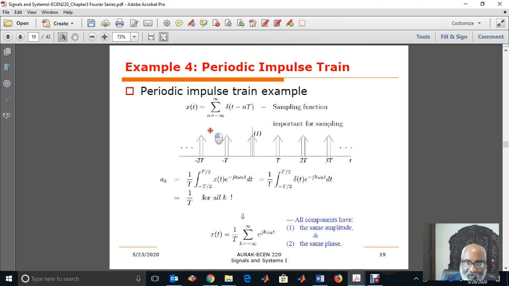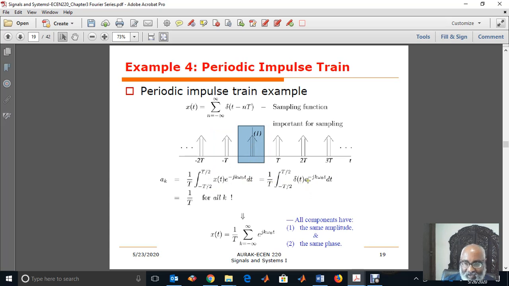So we select one period now, let's say from minus T over 2 to T over 2, to find a_k. So the integration, 1 over T from minus T over 2 to T over 2 of x of t times e raised to minus j k omega naught t dt. But if we select one period, from minus T over 2 to T over 2, we have only the impulse at the location t equal to 0. So you have Dirac delta of t times e raised to minus j k omega naught t.